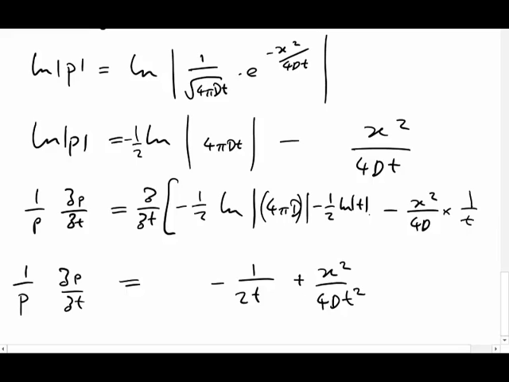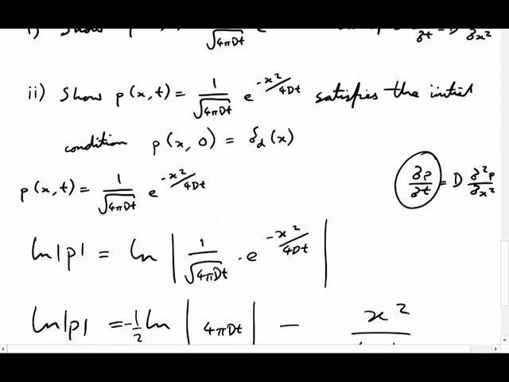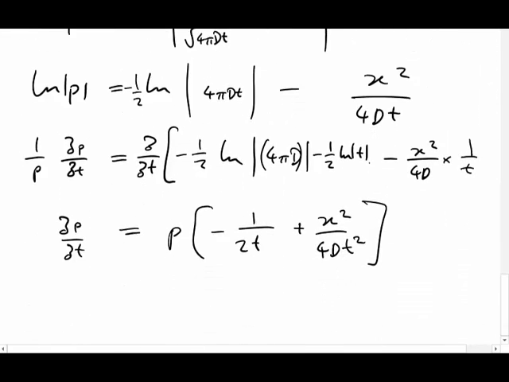Well, I don't want 1 over p dp by dt. I just want dp by dt on its own. So I'm going to have to multiply through by p. So if I multiply that by p, then what do I end up with? I just end up with that. So now I've got the first thing in my differential equation. Now what do I want? Well, I want my second derivative of p with respect to x squared.